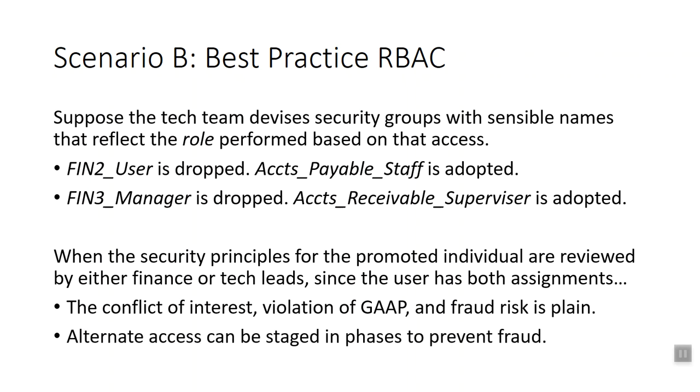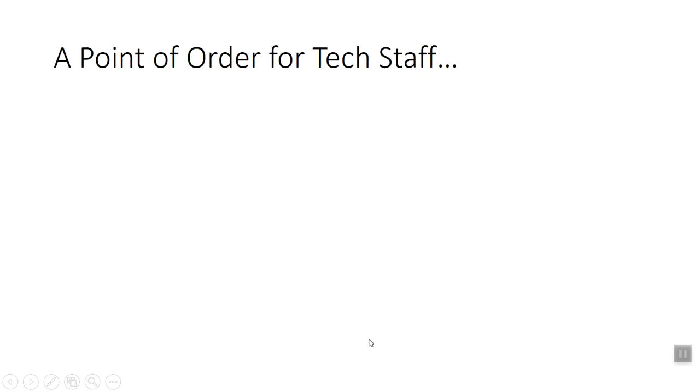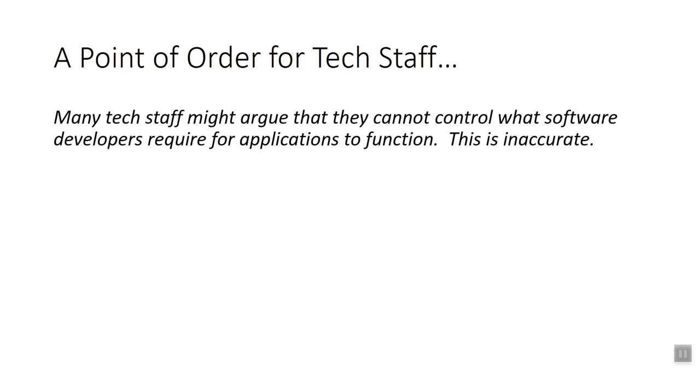Okay, so based on that, when somebody looks, they can see accounts payable and accounts receivable. Oh no, that's a no-no. So alternate access can be staged in phases to prevent the fraud. Now here's a point of order for tech staff. Many tech staff might argue that they cannot control what software developers require for applications to function. So if they recommend a certain breakout for security groups, when you're installing software, they're just doing what the developers told them to do. This is inaccurate.